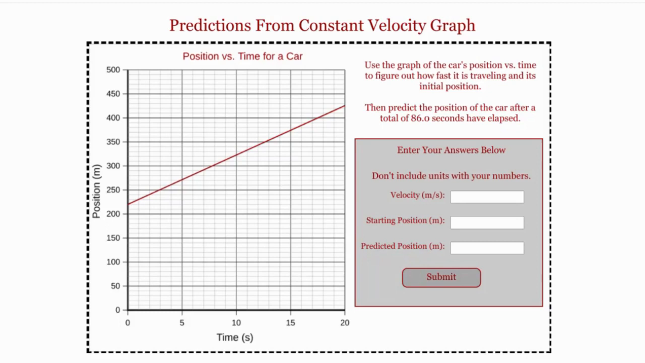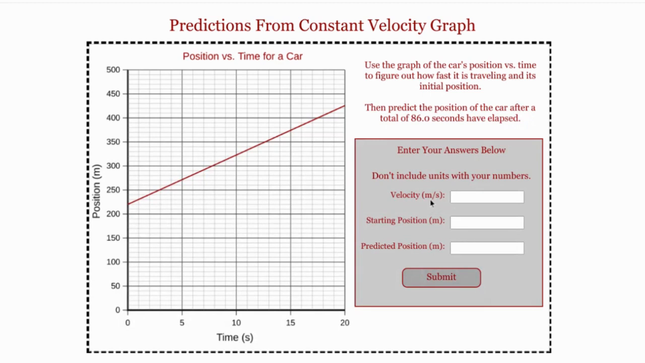Okay, let me just run through these two problems. So this first problem, predictions from a constant velocity graph. What they want you to do here is look at this line. This line shows you the rate of constant velocity for this object, okay? And it's a car they're talking about. So it changes its position in meters over this time in seconds. So the slope of this line is going to get you meters per second, which is a velocity.